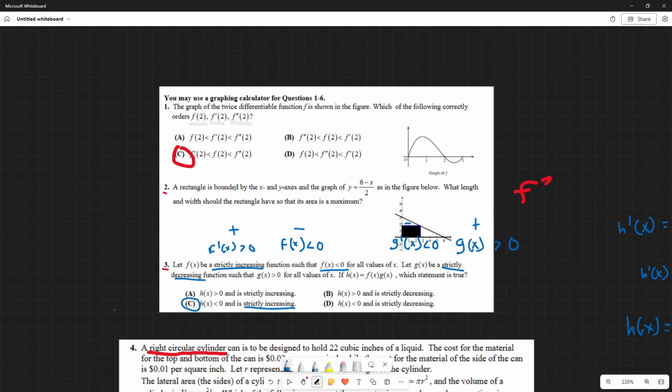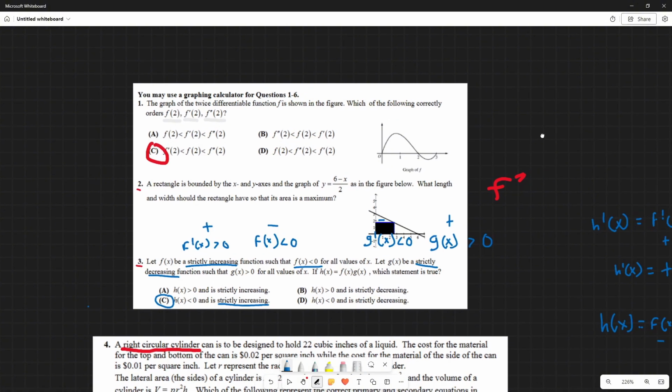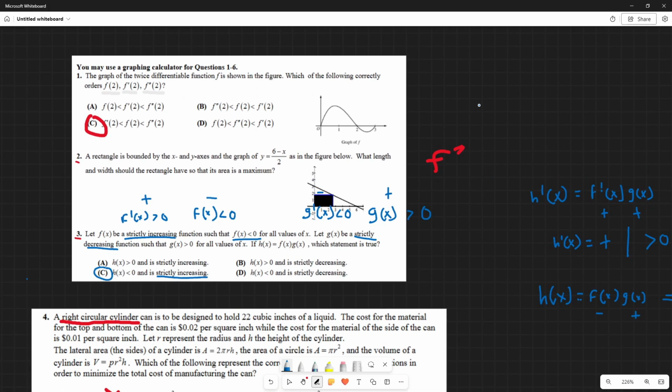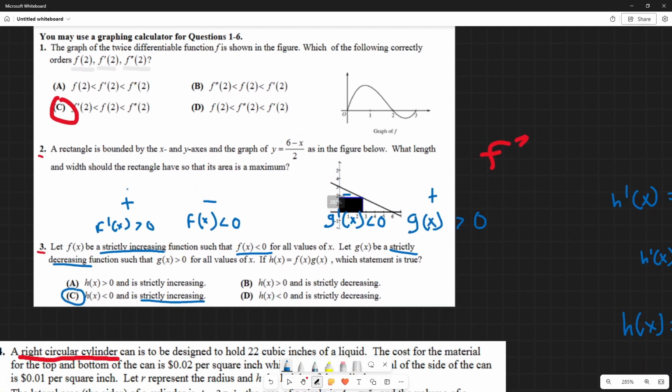Alright, number 2. Rectangles bounded by the x and y axes and the graph of y equals 6 minus x over 2, as in the figure below. What length and width should the rectangle have so that its area is a maximum? So basically, it just means what are the largest length and width to have the highest area.